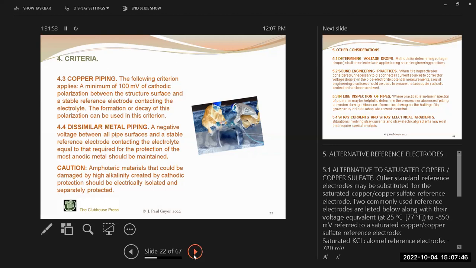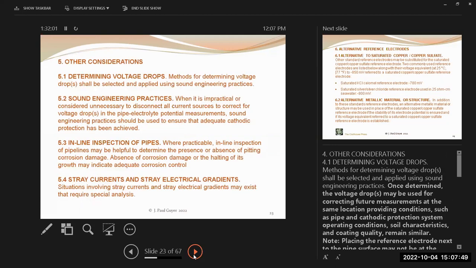Other considerations, determining the voltage drops. Methods for determining the voltage drops should be selected and applied using sound engineering practices. Once determined, the voltage drops may be used for correcting future measurements at the same location, providing conditions such as pipe and cathodic protection systems, operating conditions, soil characteristics, and coating quality remain the same.